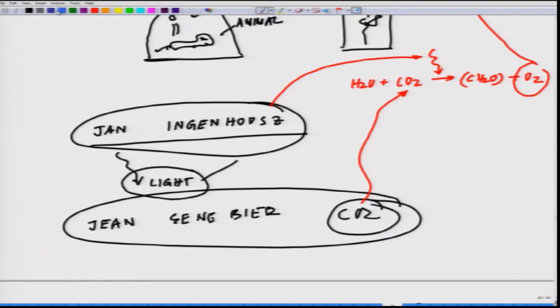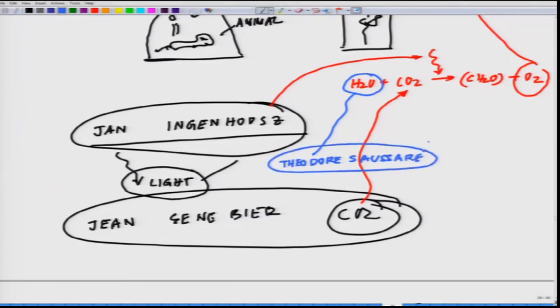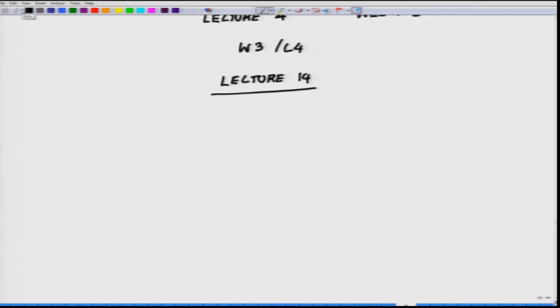Theodore de Saussure figured out the role of water. And the final contribution to the basic equation of photosynthesis came nearly a half century later by a gentleman called Julius Robert Meyer. Julius Robert Meyer discovered the law of conservation of energy in 1842, and Meyer recognized that plants convert solar energy into chemical free energy.